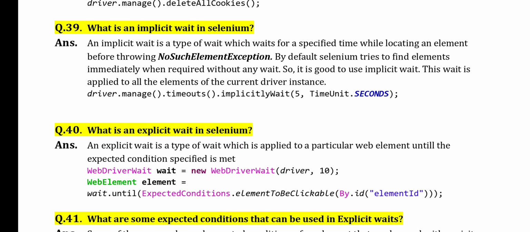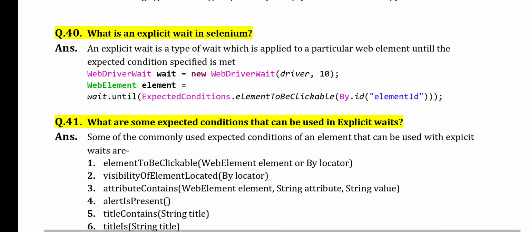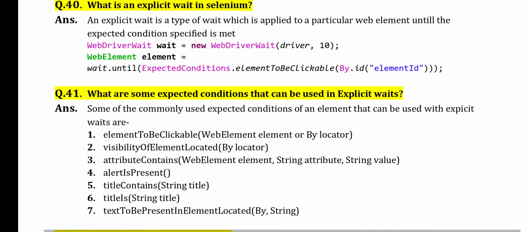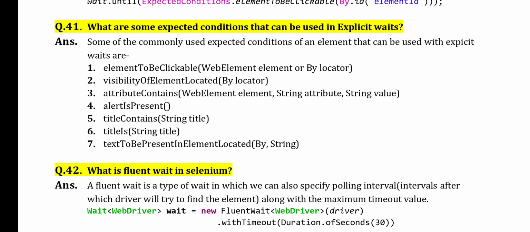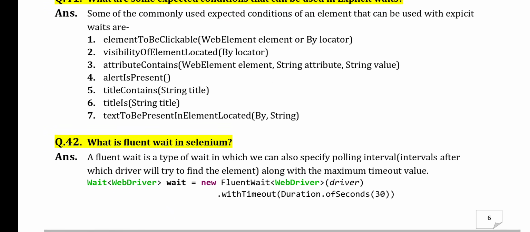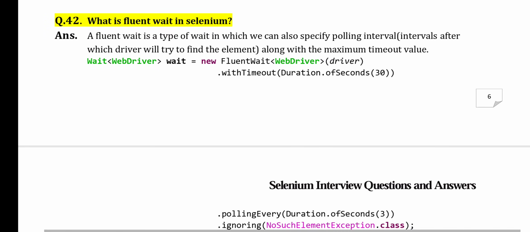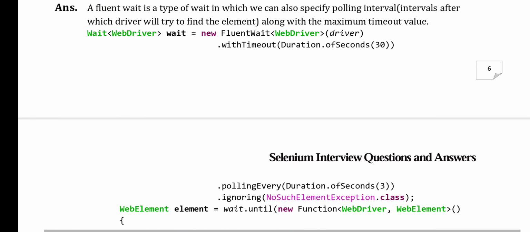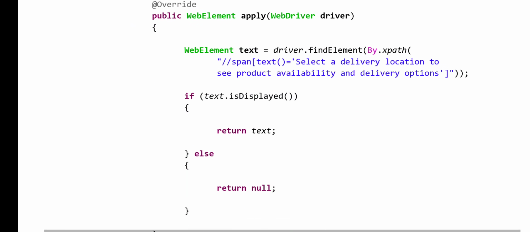What is an implicit wait in Selenium? What is an explicit wait in Selenium? What are some expected conditions that can be used in explicit waits? What is a fluent wait in Selenium? Explain its syntax or give the syntax.